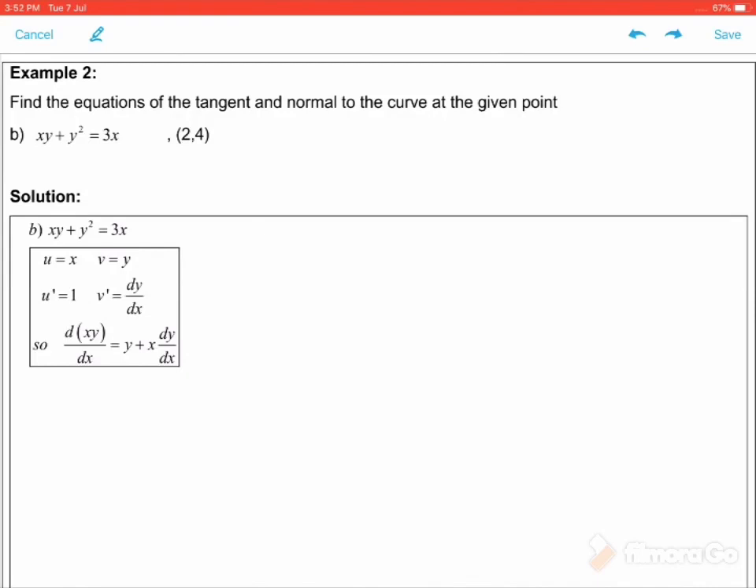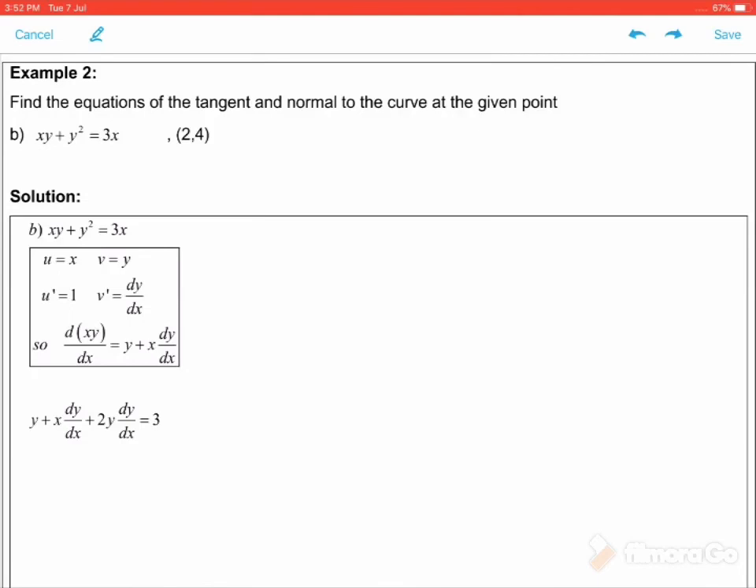Okay, so now we try to differentiate the whole function. The first part we already have, y plus x dy dx. The second term, y squared, when we differentiate, you will get 2y dy dx. And then the third term, 3x, when you differentiate, you will get 3. So this is the implicit differentiation for this function.